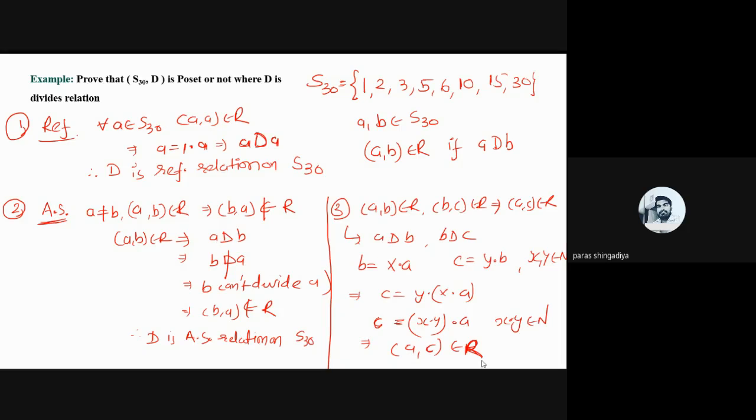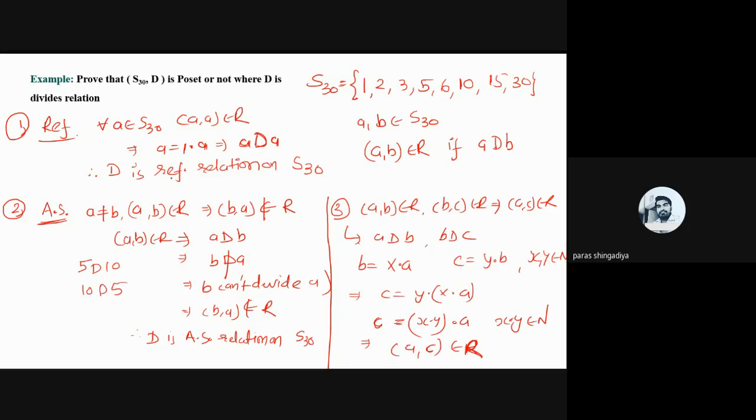And we can also consider a counter example for that. Here for the antisymmetric case, we can consider if 5 divides 10, that is true, but we cannot say 10 also divides 5. In any case, 10 does not divide 5. Therefore, it is an antisymmetric relation.